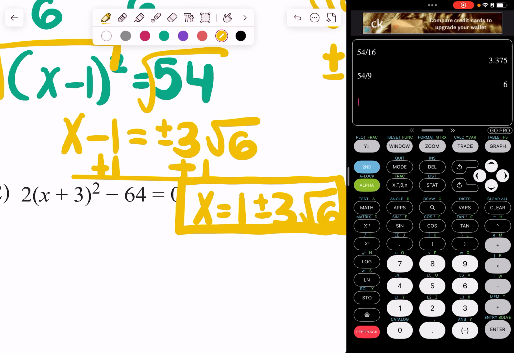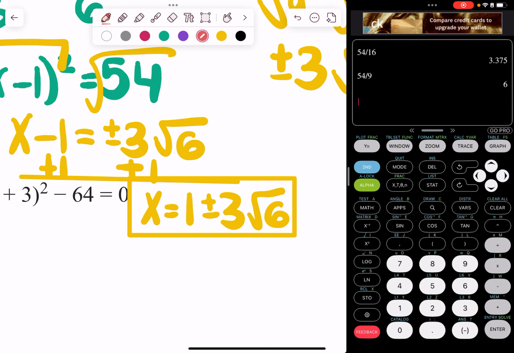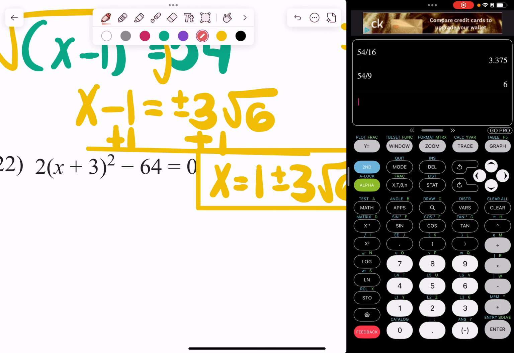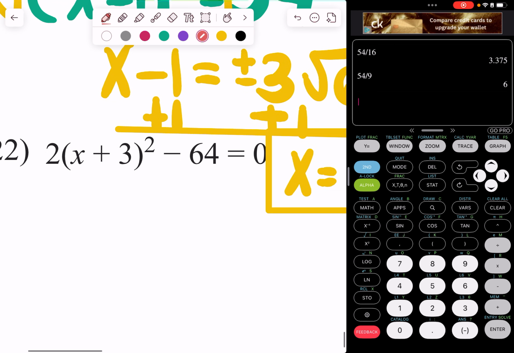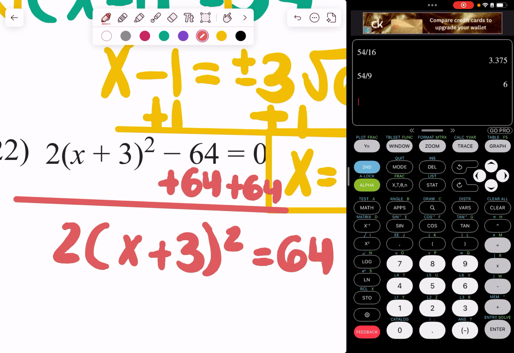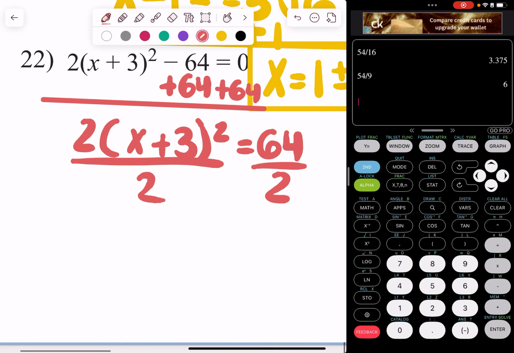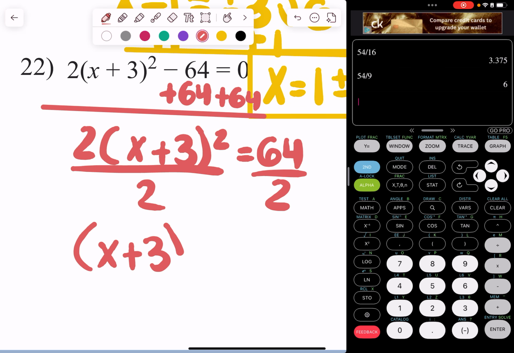Alrighty. And let's look at this last technique, this last question, again, where they're telling us to factor by taking the square root. This one is already equal to 0. We don't need to do that, but it's just given to us like that. We need to get the x plus 3 by itself. So first I will add 64 to both sides. That will give me 2 parentheses x plus 3 squared equals 64. I am still not good to take the square root until I get rid of that 2. So that would give me x plus 3 squared equals 32.